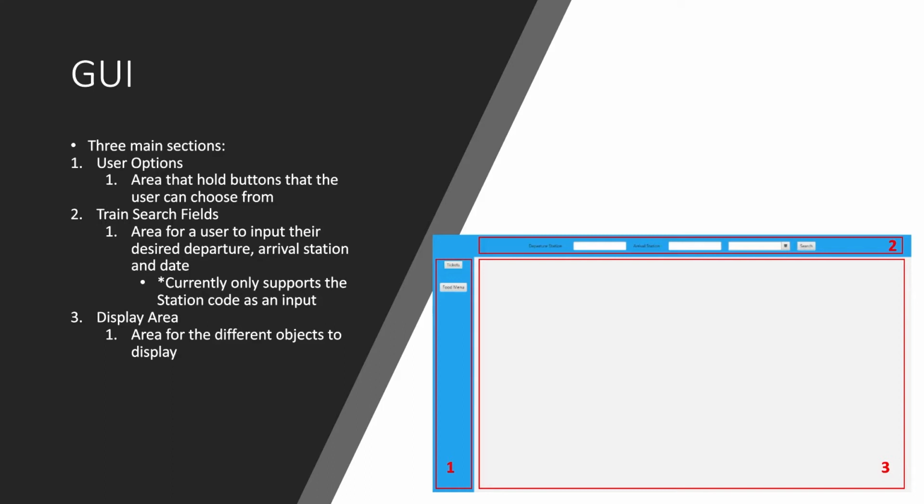The second section is where a user can search for a train route based on the departure and arrival station as well as the date. Currently, the search relies on station IDs. Searching by city or region is planned. The last section is where the different data will be displayed.